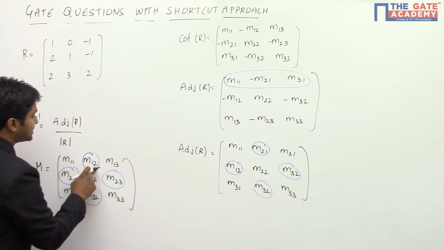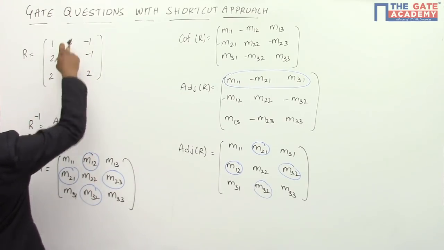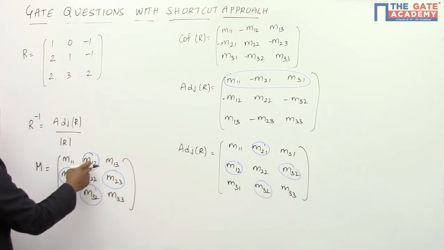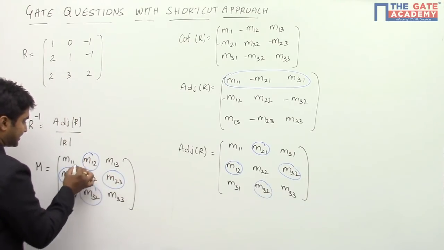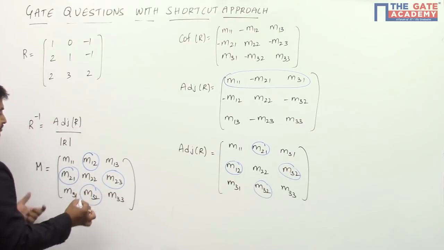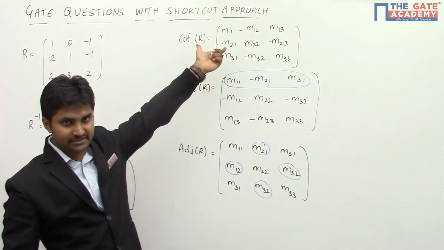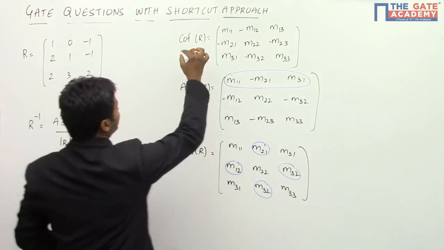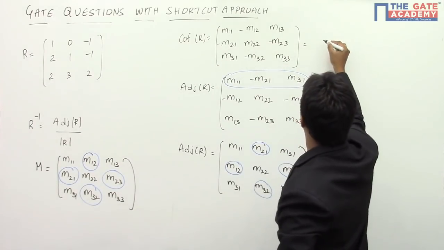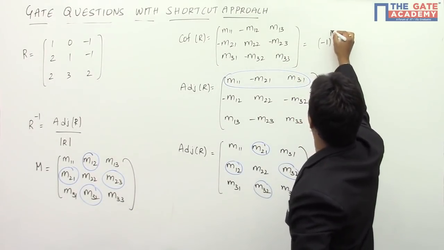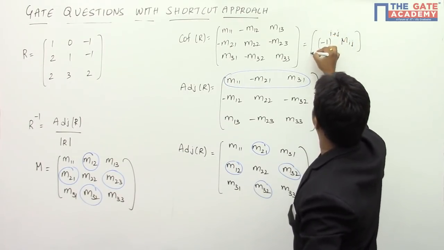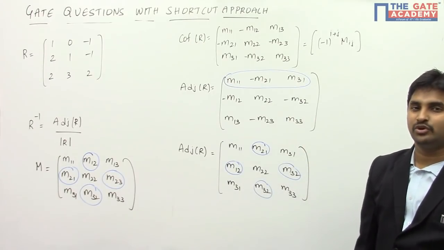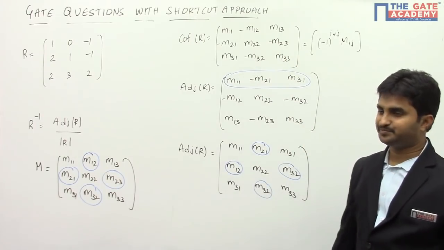Similarly, for the M12 element you have to remove the first row and second column, and the determinant of the submatrix is what we call M12. So first of all, we will find all those elements. The elements which are circled have to be multiplied with a minus sign to get the cofactor matrix. The general formula for the cofactor from the minor is minus 1 power i plus j into Mij.